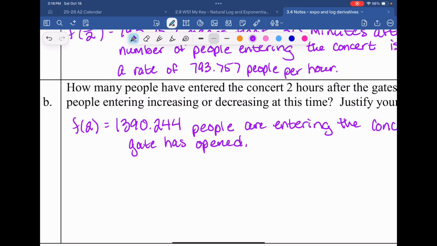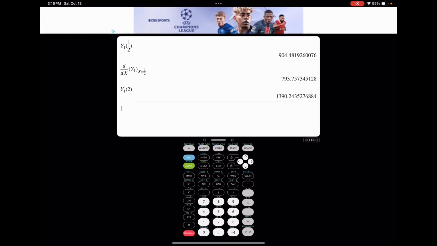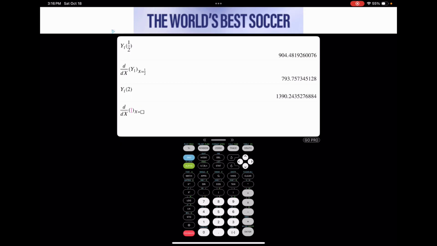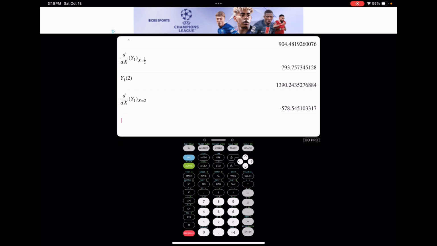Now the next question says, is the number of people entering increasing or decreasing? These phrases, increasing and decreasing, mean we're looking at the rate of change. So that means I need f prime of 2. So math 8, alpha trace y1. Okay, negative 578.545.